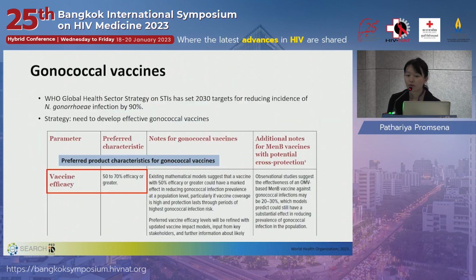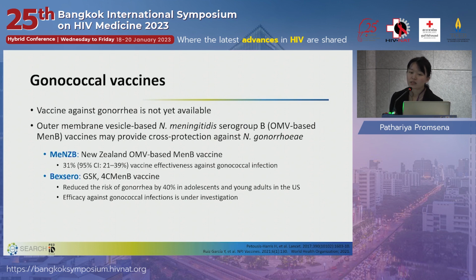And in terms of vaccine prevention, WHO prefers a vaccine efficacy of around 50 to 70% for a gonococcal vaccine, which is predicted to prevent gonococcal resistance and potentially eliminate gonorrhea. But at this time, a vaccine against gonorrhea is not yet available. But current studies found that the Neisseria meningitidis vaccine may produce cross-protection against Neisseria gonorrhoeae, and the efficacy of this vaccine for gonorrhea prevention is under study.